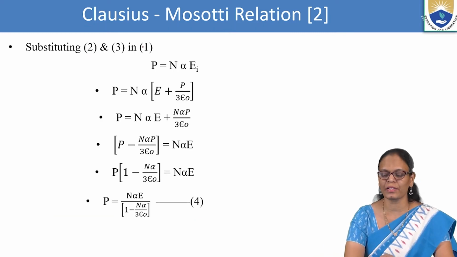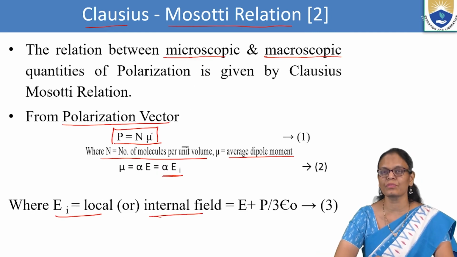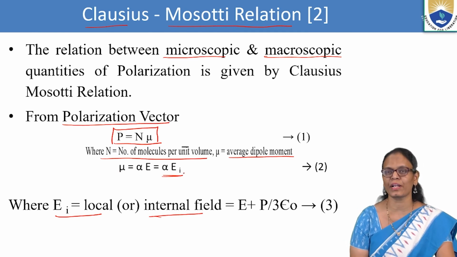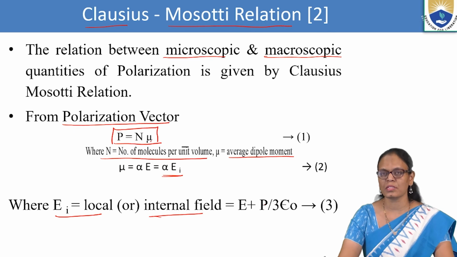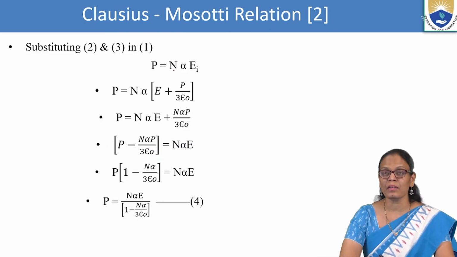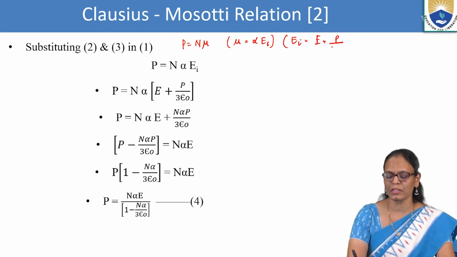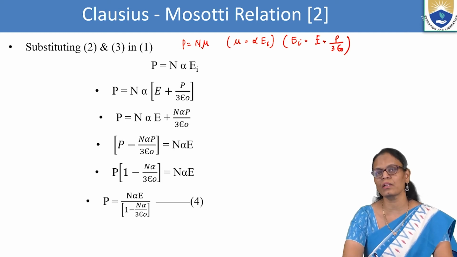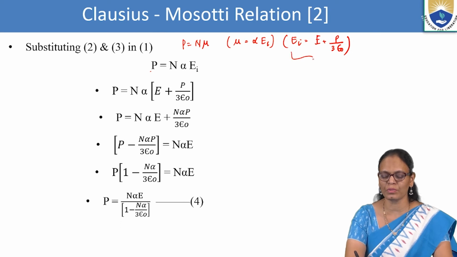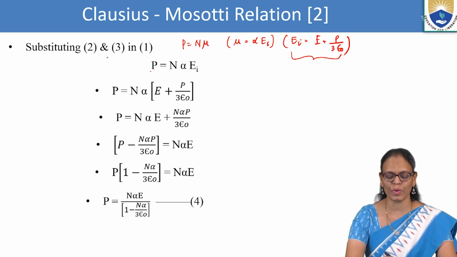Now we are going to substitute 2 and 3 in 1. What is our equation 1? P is equal to N into mu. Here mu is equal to alpha E local, and E local is equal to E plus P by 3 epsilon naught. So these two equations we are going to substitute now. So P is equal to N alpha E local. So we have N alpha, and what is E local equal to? E plus P by 3 epsilon naught. We have substituted here. So it is just the substitution of equations 2 and 3.